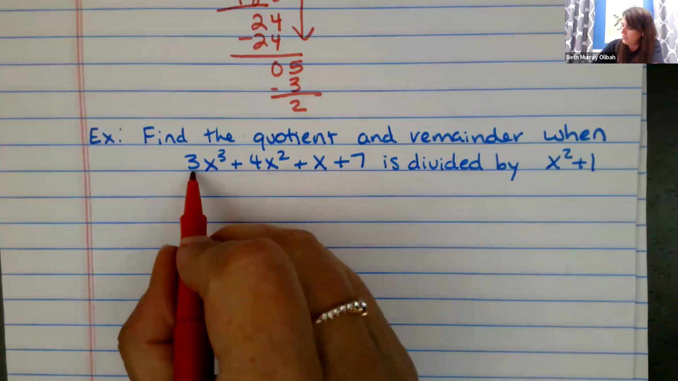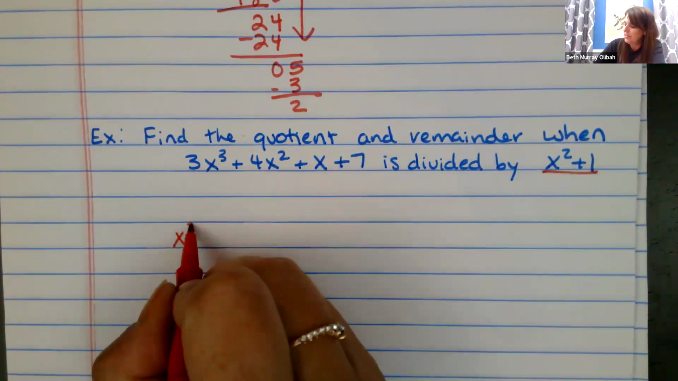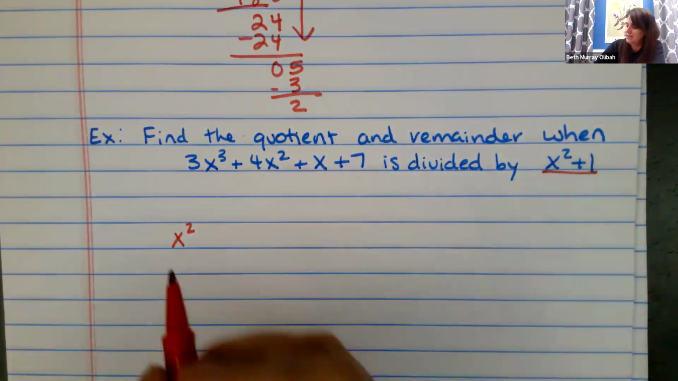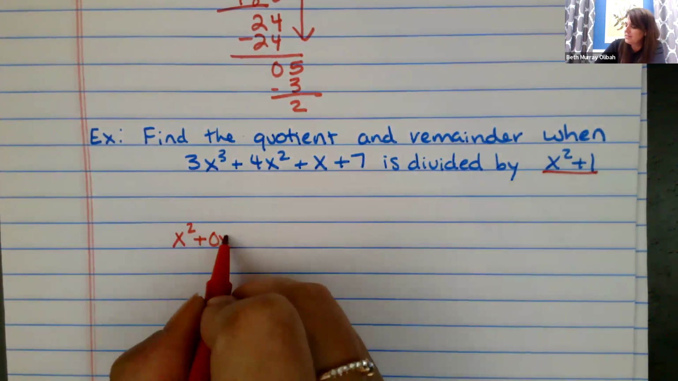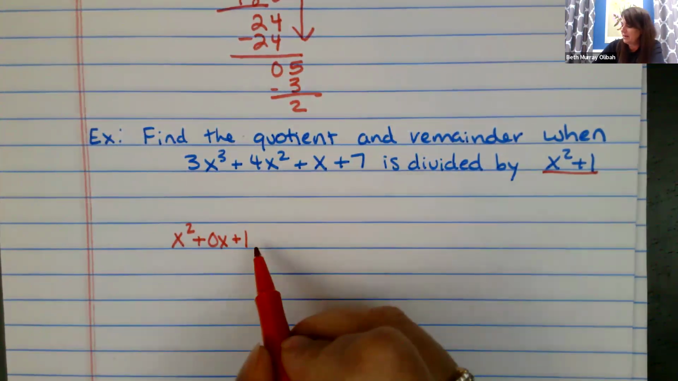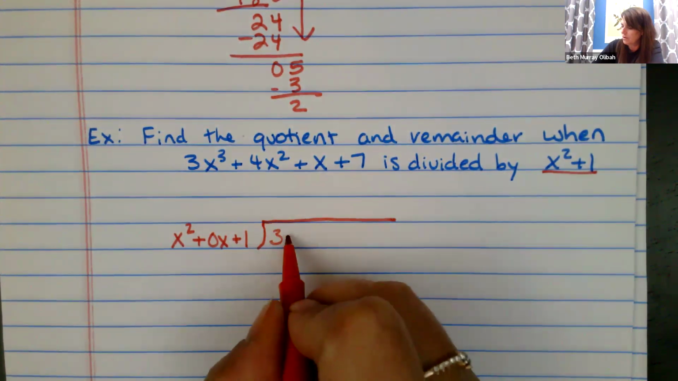So first, if I'm doing this divided by this, it's the x squared plus 1 that goes outside. But here's what I was talking about. There's an x squared, but I don't have any x's. So I'm going to fill that spot with a 0x, just so I have every spot taken care of, because it makes it a lot easier to do the work.